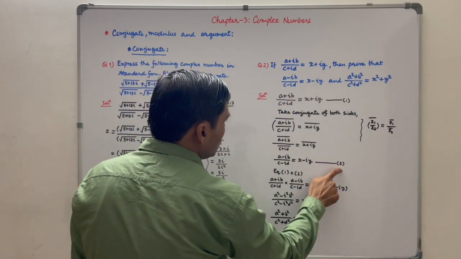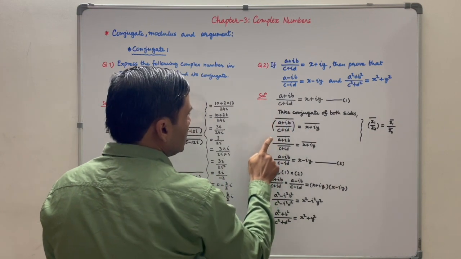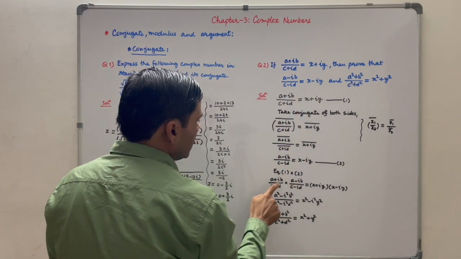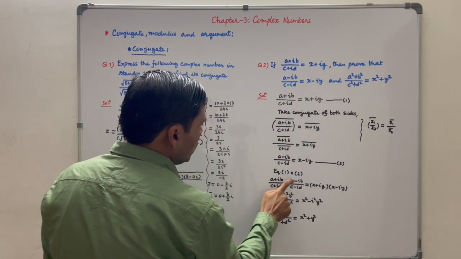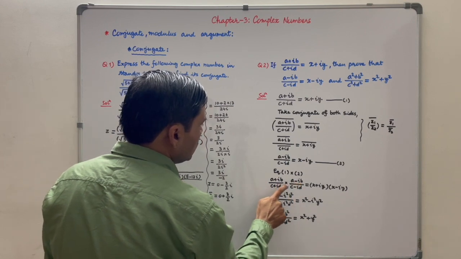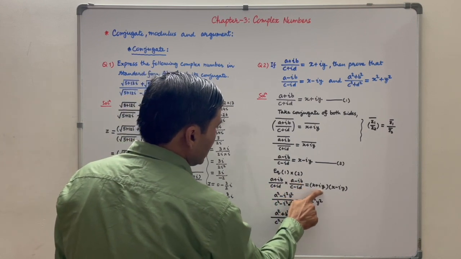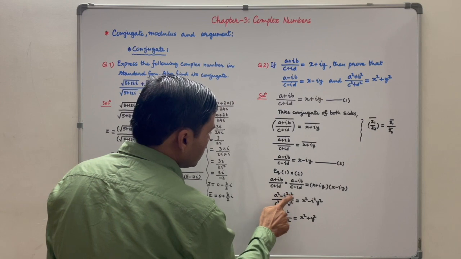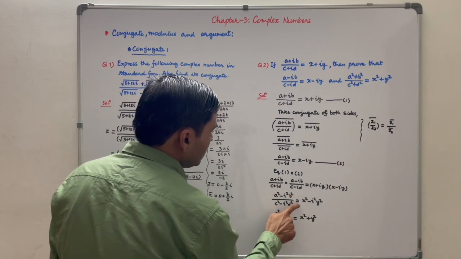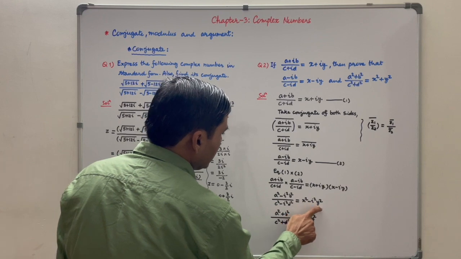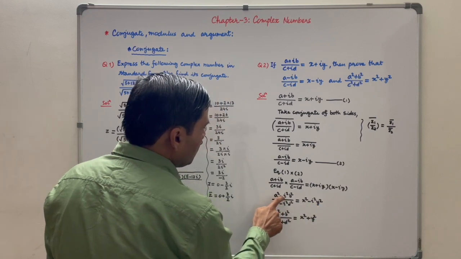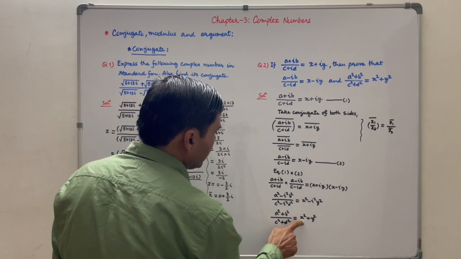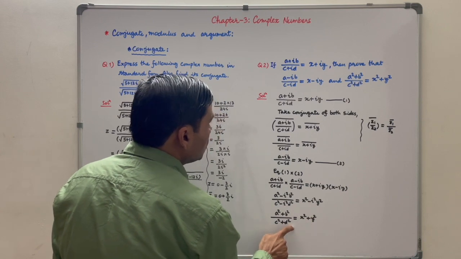Suppose this is equation number 2. Now multiply equation number 1 with equation number 2. So LHS will be multiplied with LHS and RHS with RHS. So it becomes a plus ib into a minus ib upon c plus id into c minus id is equal to x plus iy into x minus iy. So it will be a square minus i square b square upon c square minus i square d square is equal to x square minus i square y square. We know that i square is equal to minus 1. So it becomes a square plus b square upon c square plus d square is equal to x square plus y square, which we had to prove as second part.